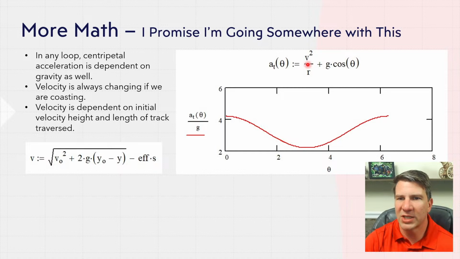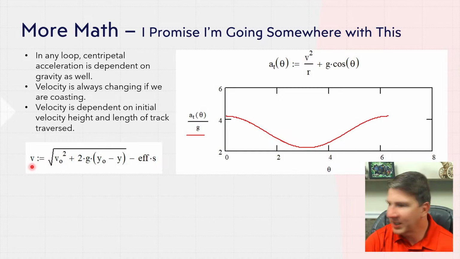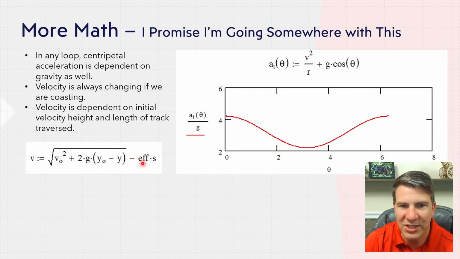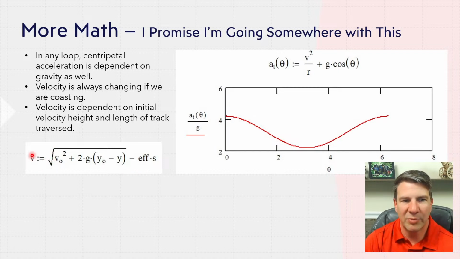Now our velocity is always going to be changing, so we need to specify that, and we'll specify that by some initial conditions. So that's the equation you see right here, and I got a comment here from Logan Levitt about how do I calculate the drag here, and you can see it's right here. It's the efficiency times the length of track I've already run. But this other term here calculates my velocity at any point based on my initial velocity and my initial height versus my current height. So I've got a whole bunch of variables in here.